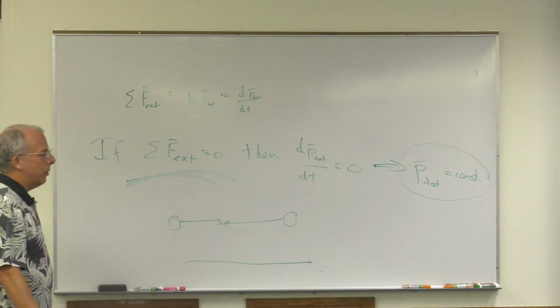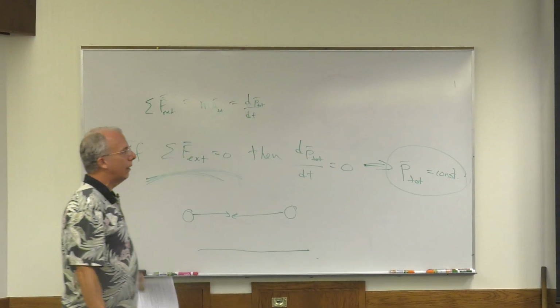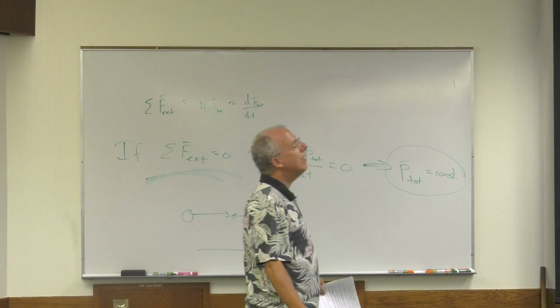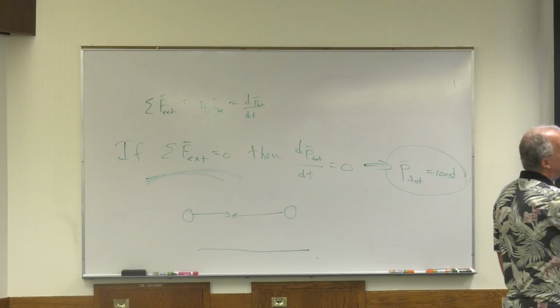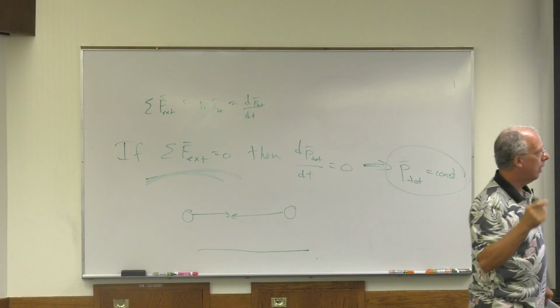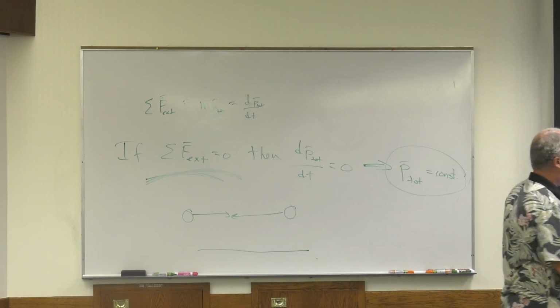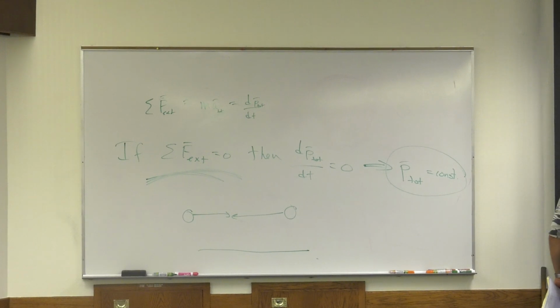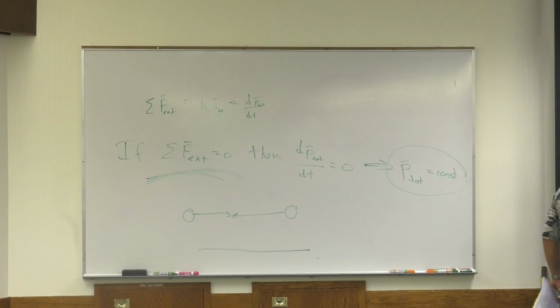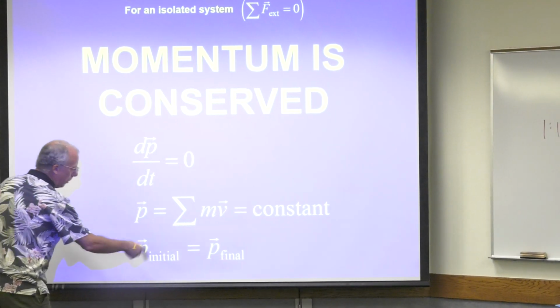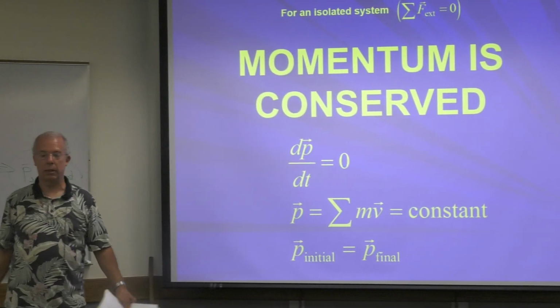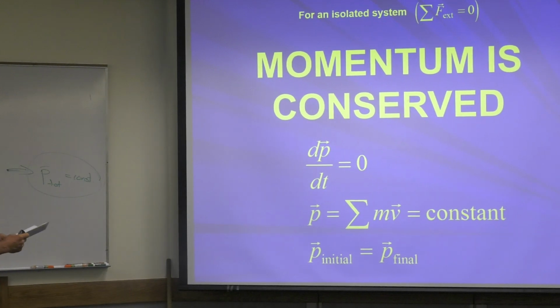Okay, all right. So this is a big deal. Momentum is conserved. For an isolated system, and that means the sum of the forces is 0, momentum is conserved. That's the same thing as saying dp/dt is 0, because p is constant, right? P is constant. So that means that P initial equals P final. P never changes. Incredibly important.